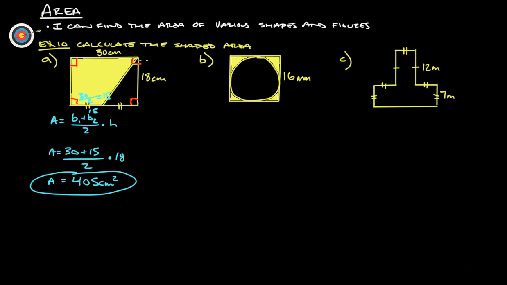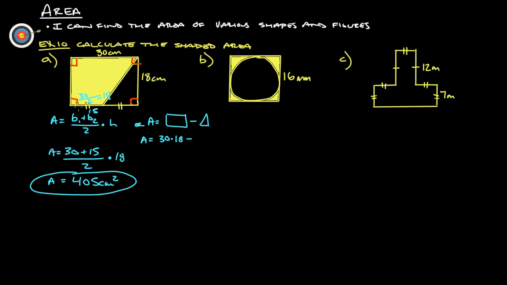Okay, now another way you could have done this is, we could have found the area of the rectangle and subtracted the area of the triangle, right? So let's do that really quick. Area equals the rectangle minus the triangle. In this case, the area of the rectangle is 30 times 18, minus the area of this triangle.